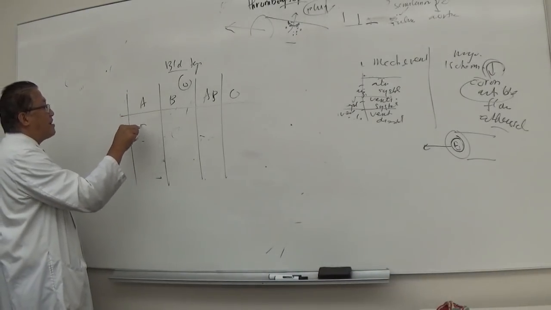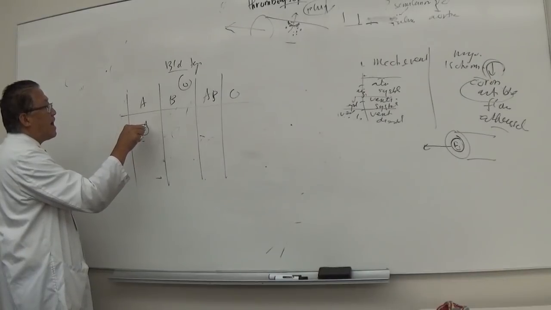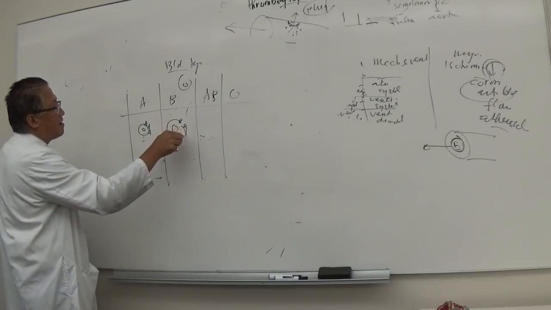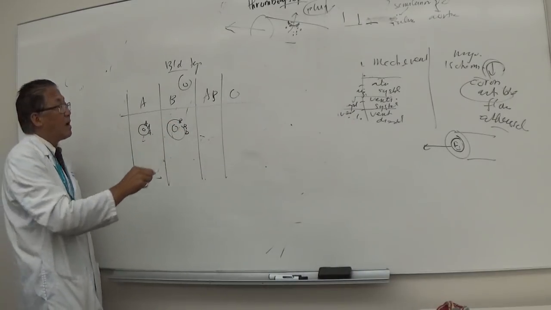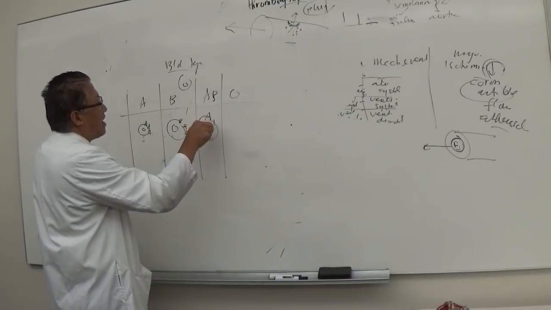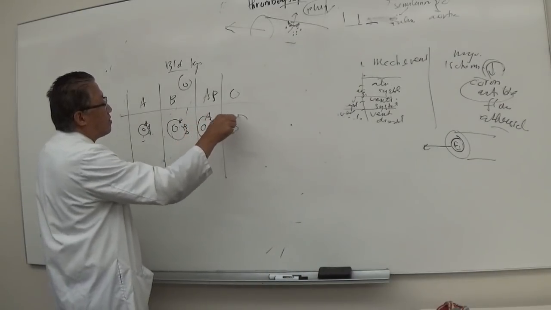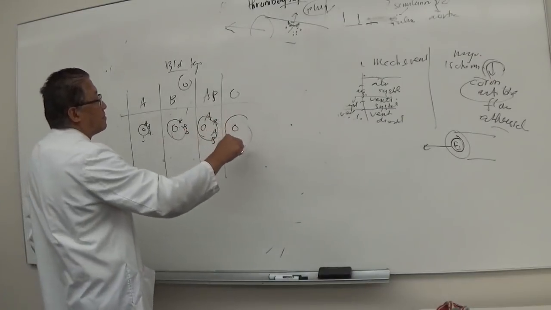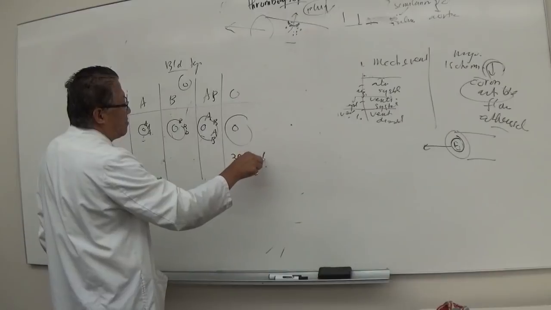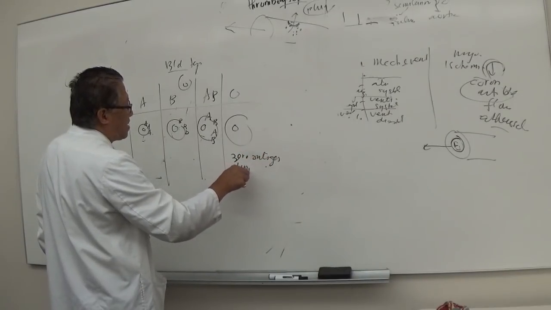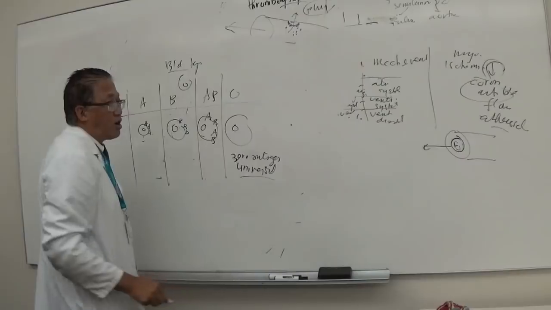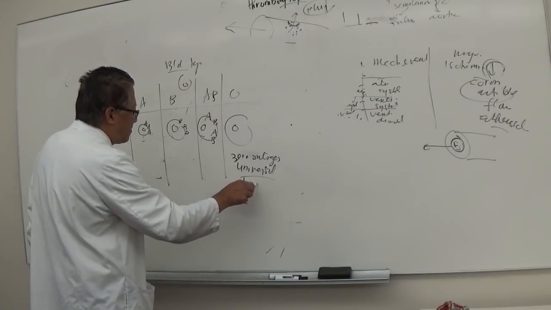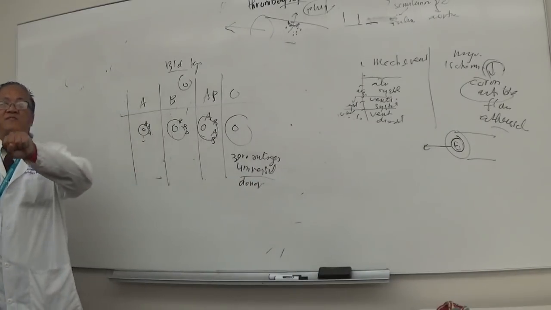Okay? The red blood cell here, what is the antigen here? A. What about here? B. What about AB? A and B. What about O? Zero antigen. So with zero antigen, it is considered the universal what? Recipient or donor? Donor. Okay, very good. If this is the cell, what is found around the cell?